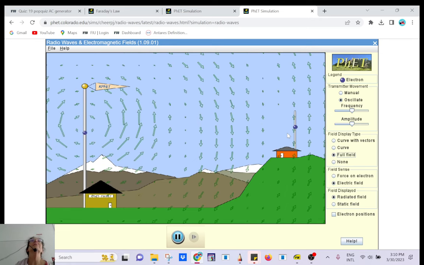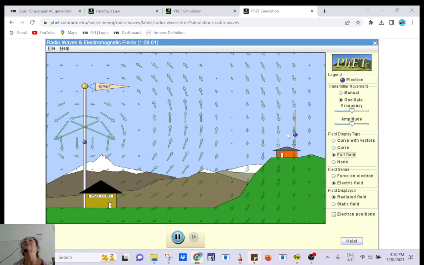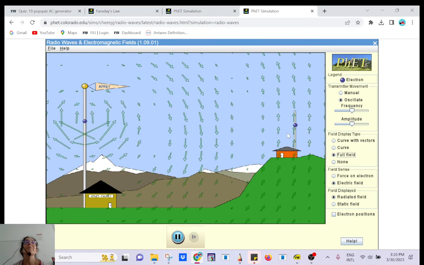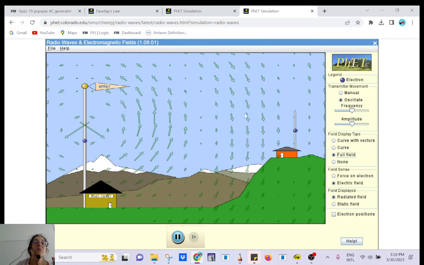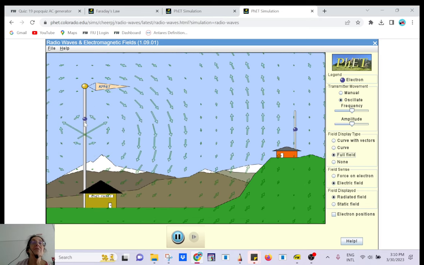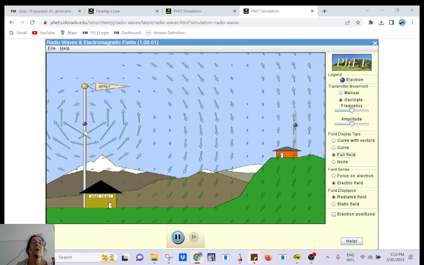Very good. Excellent. Because they induce each other. They auto-generate each other. Only right? Or only when it's changing with time. So changing electric field here. So you have electricity going up and down.